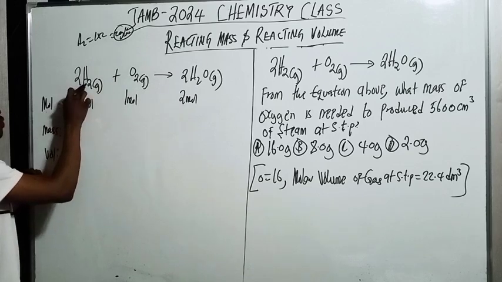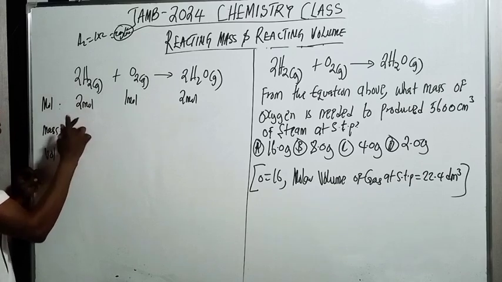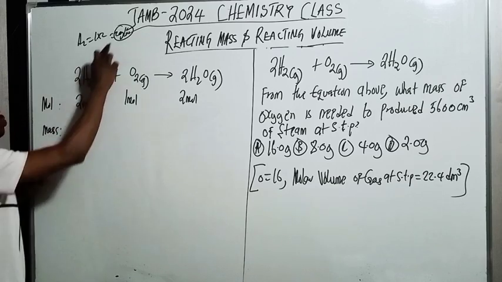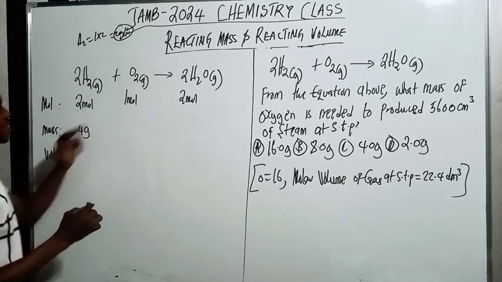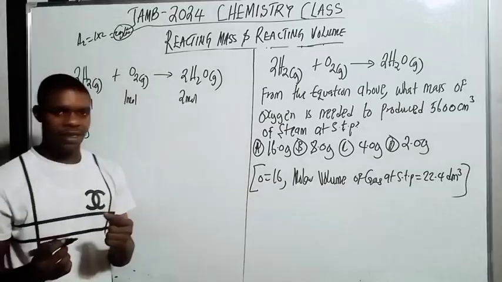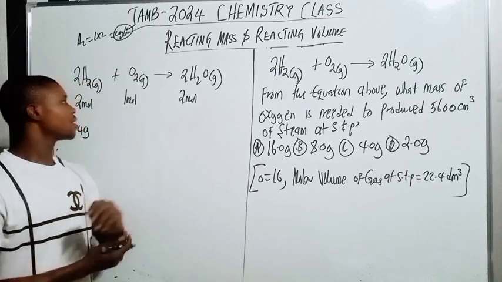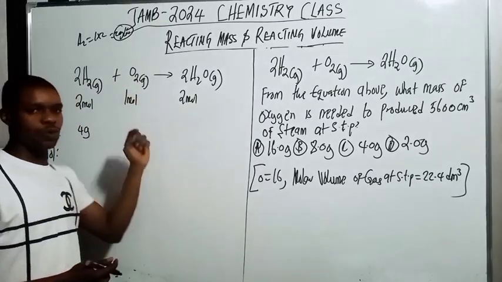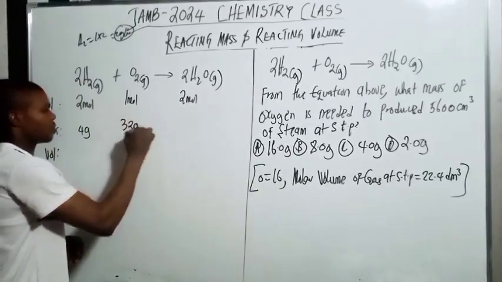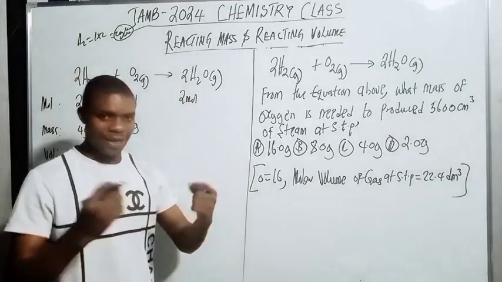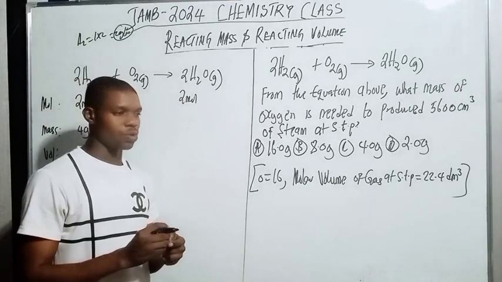So the molar mass of the gas times the number of moles. It would be 2 times 2, which is 4 grams, right? Oxygen is 16. The molar mass of O2 is 16 times 2, which is 32. How many moles do we have here? One. So 1 times 32 is 32 grams, right? The molar mass of water is 18 grams per mole, so 18 grams per mole times 2 will be what?